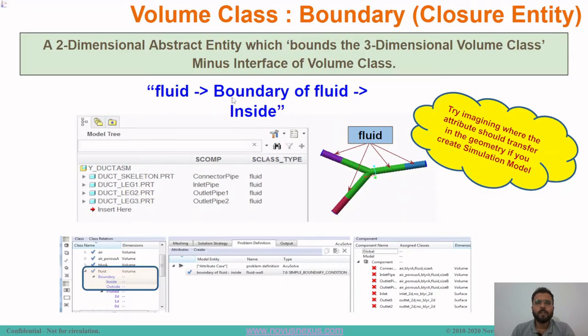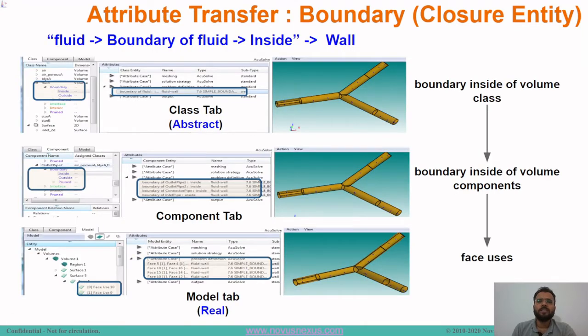For example, in this model, the fluid class is attached on all parts of the viaduct model. So in the abstract model, we have attached a wall attribute on boundary of fluid inside. I hope it's very easy to imagine where all the wall boundary condition will transfer. Now let's see in the simulation model how the wall attribute is transferred to geometry.